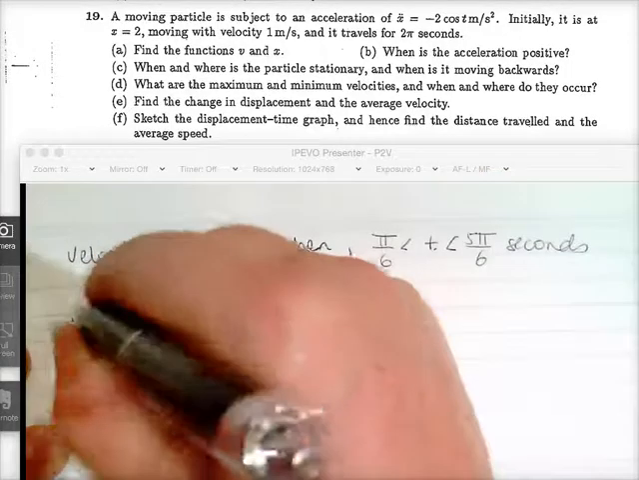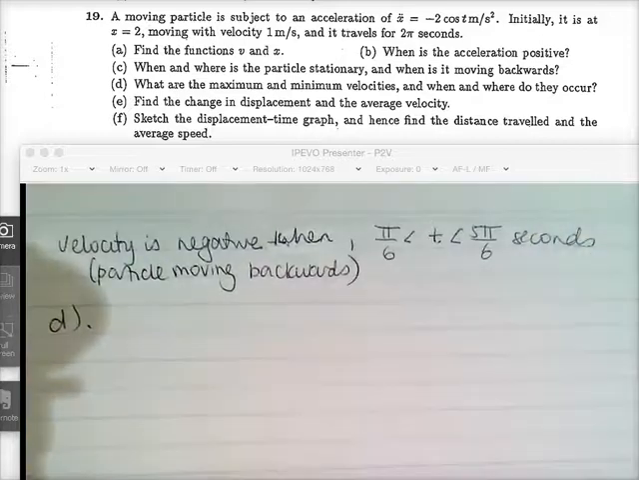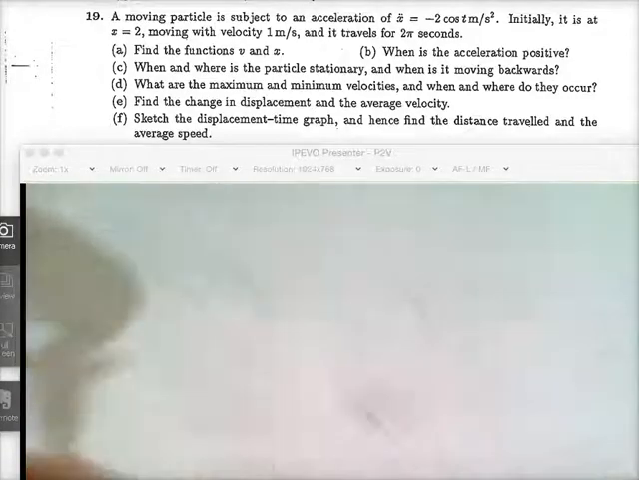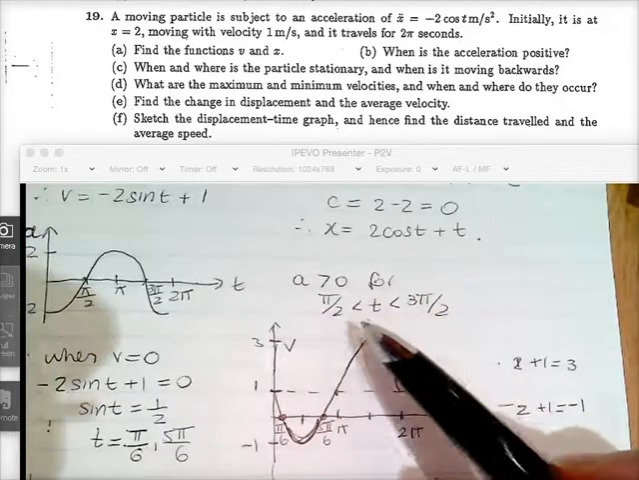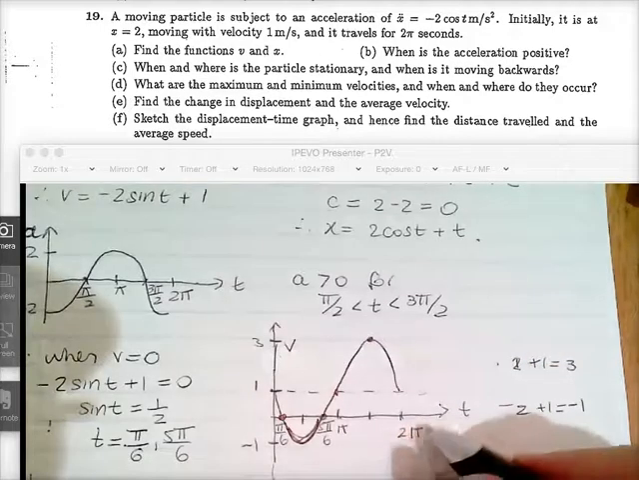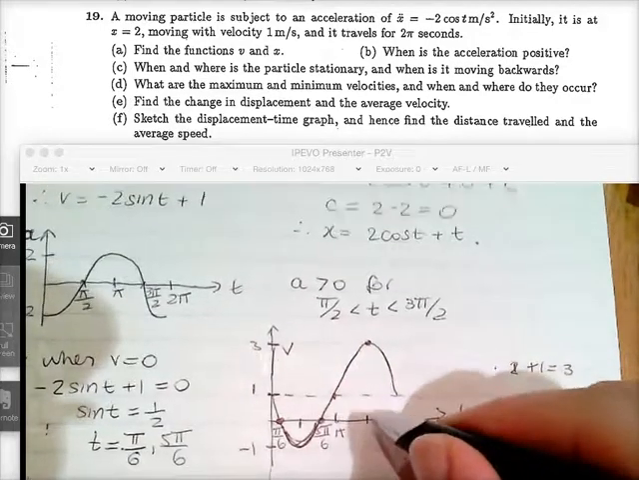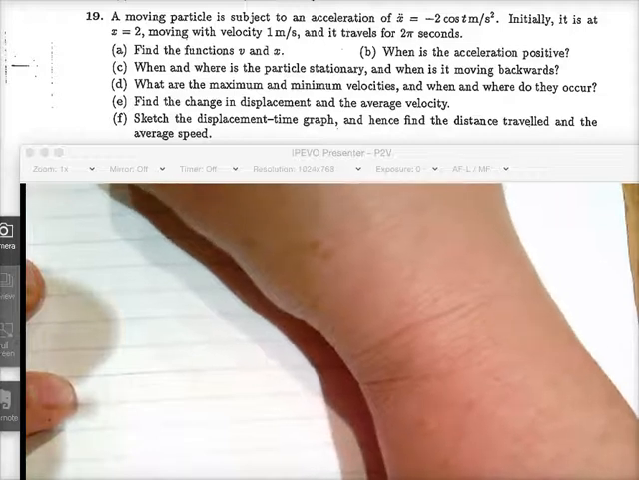Okay, now part D. It says, what are the maximum and minimum velocities and where do they occur? We'll just go back to the diagram of the velocity. So your maximum velocity is here, it's 3, and it's 3 meters per second. Actually I'm going to resketch that. So I'm just going to draw this velocity diagram again.